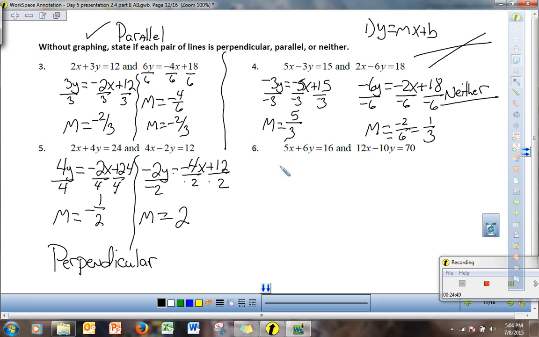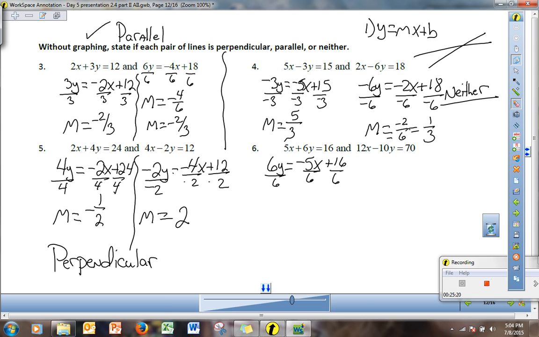Let's quickly solve this thing for y. 5x plus 6y equals 16. So I've got 6y equal negative 5x plus 16. Divide everything through by 6. I don't care what y is, to be truthful. My slope's going to be negative 5/6.